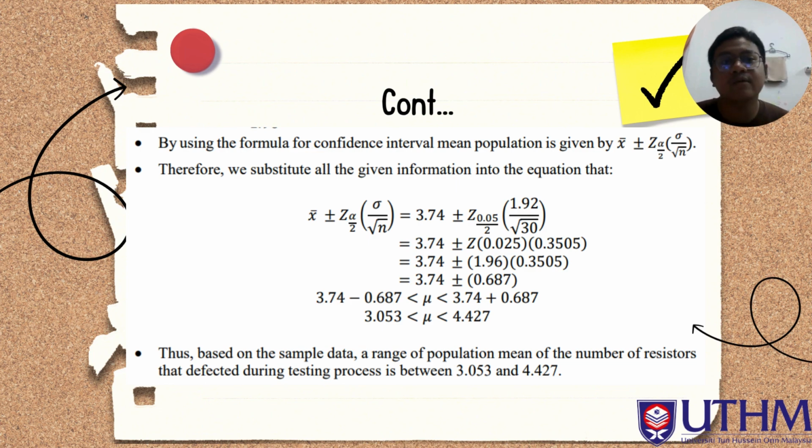4.427. So based on the sample data, the range of the population mean of the number of resistors that are defective during the testing process is between 3.053 and 4.427.